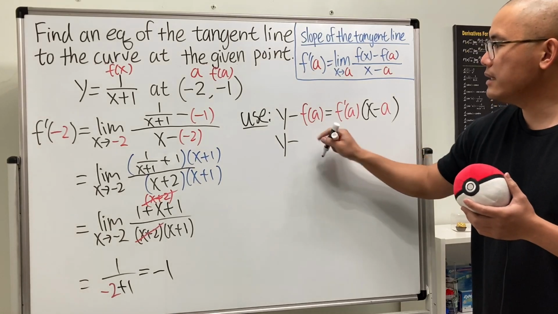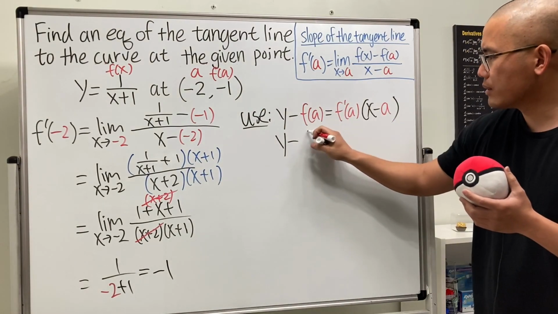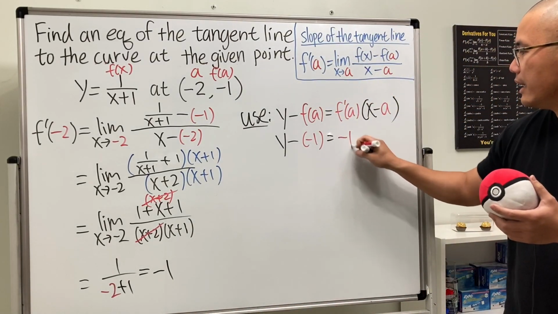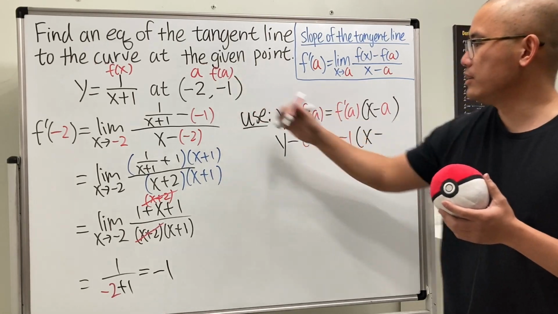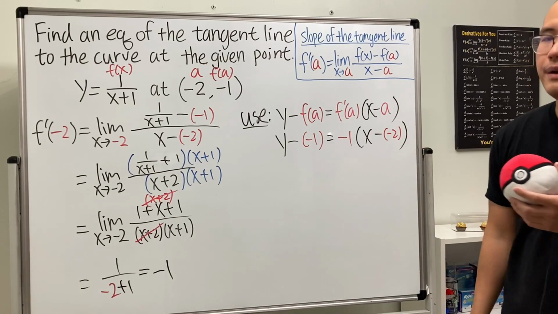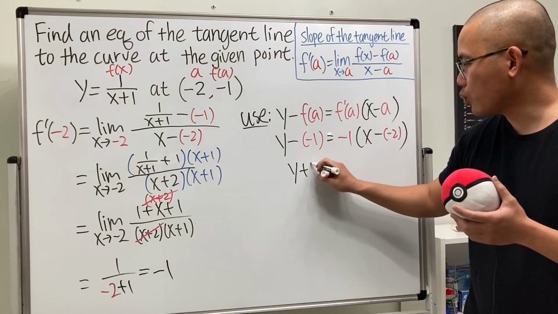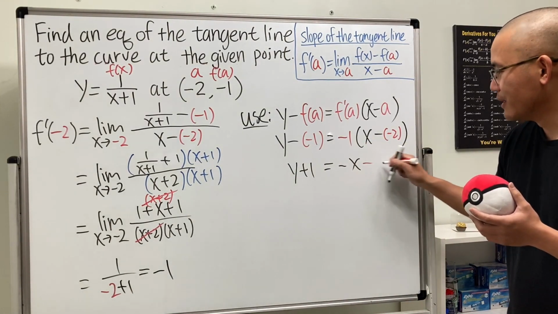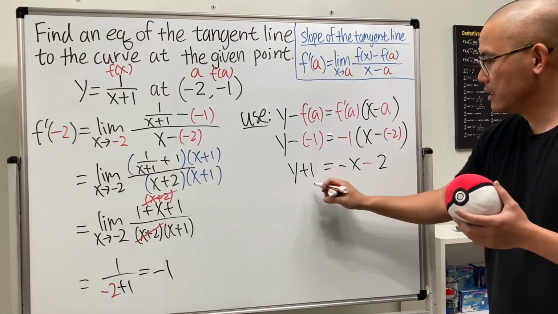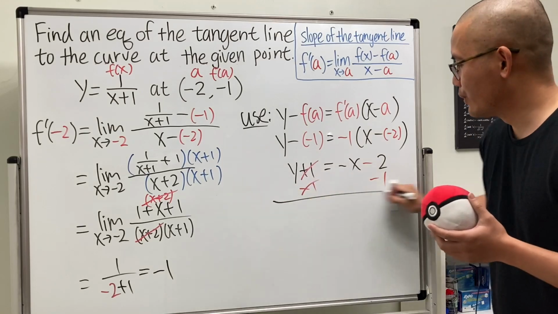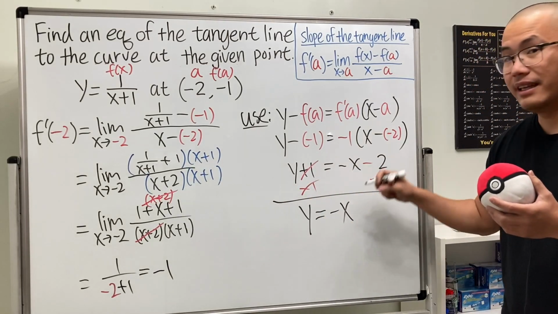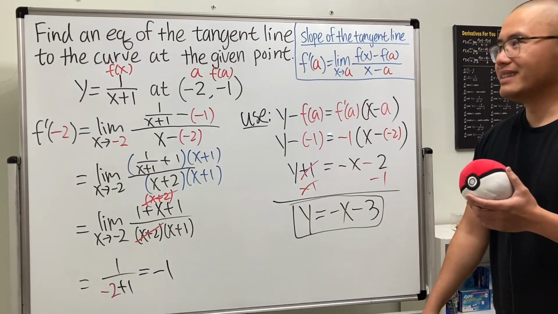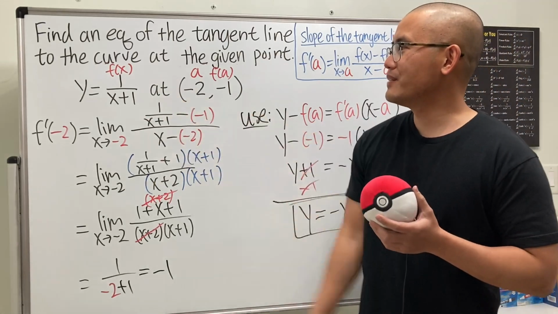And that's just throwing everything into this equation. So we get y minus f of a is -1, sorry. And then this right here is this -1. And x minus a is -2. Cool. All right, work this out real quick. This is just y plus 1, negative x, and be really careful. Negative, negative, negative, so it's still negative, and then we have the 2. Yeah. And lastly, -1 on both sides. Whoa, we get y equals negative x minus 3. Okay, so yeah, this is the equation of the tangent line to this curve at this point.